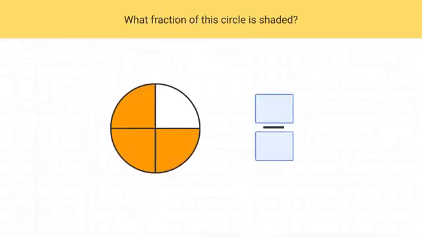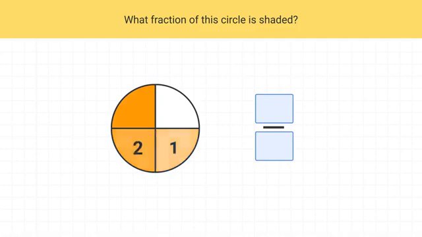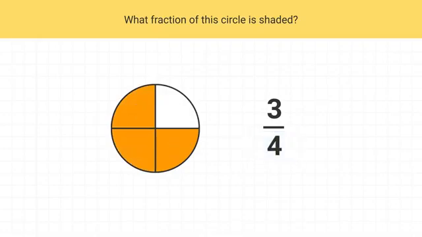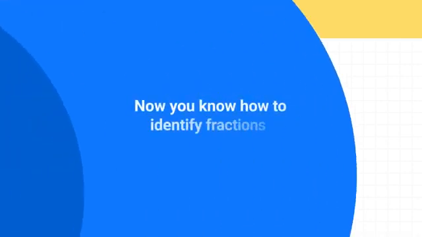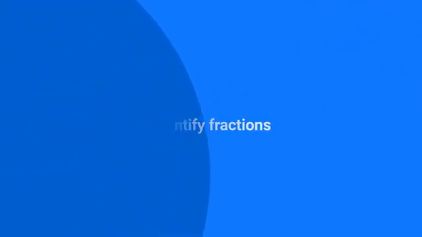Now here's your last problem for this video. What fraction of this circle is shaded? We have 3 pieces shaded, so we put a 3 in our numerator. Then we can count that there are 1, 2, 3, 4 pieces in the whole circle. So we put a 4 in our denominator. Our fraction is 3/4. Now you know how to identify fractions. Great job!